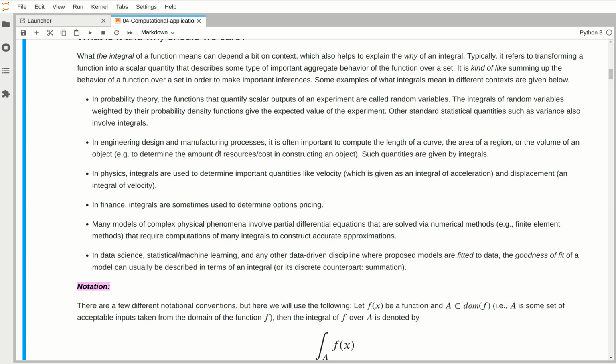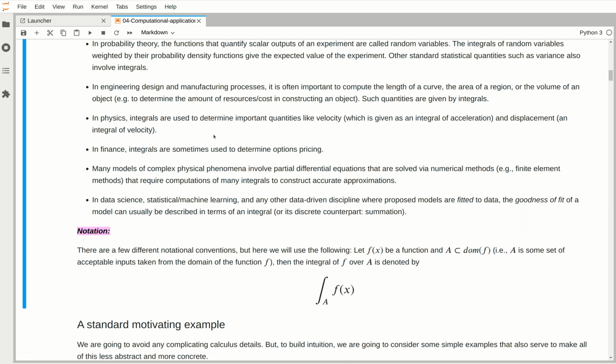In engineering, design, and manufacturing processes, it is often important to compute the length of a curve, the area of a region, the volume of an object, surface area. And this helps you to determine the amount of resources or cost in constructing an object. This is also related to the homework assignment. Such quantities are given by integrals. In physics, integrals are used to determine important quantities like velocity, which is an integration of acceleration, and displacement, which is an integral of velocity.